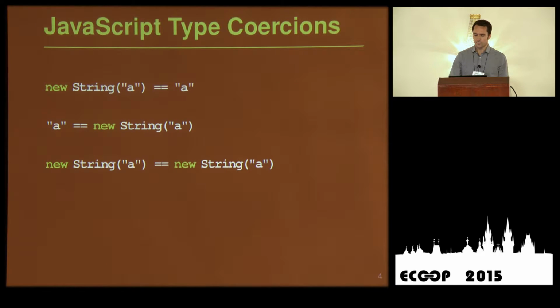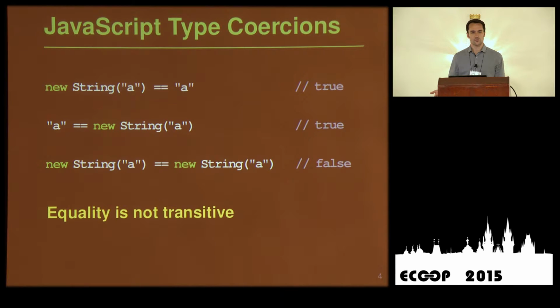Another example is this one, where we're comparing strings. In JavaScript, we have primitive strings and object strings, and we are comparing an object string with a primitive string, a primitive string with an object string, and two object strings. What you would probably expect is that all three examples are either true or false. But what actually happens is that the first two are true, but the last one is false, which unfortunately implies that equality is not transitive.